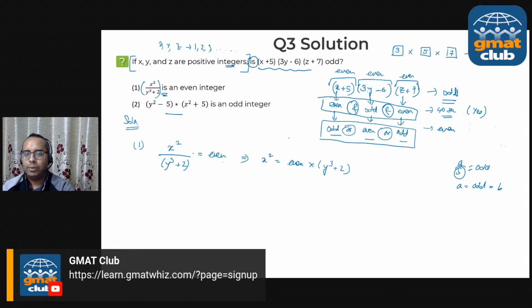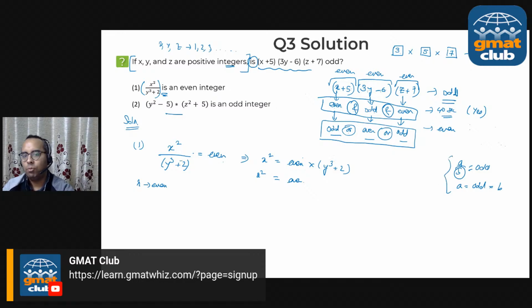Now tell me, even times anything will give you what? Even times any integer gives you what? Does it give you even? Does it give you odd? It gives me even, right? So this is even. So I can say x square is even, so x is even. See, didn't take me much time, because I'm using this methodology. I'm taking this to the other side.